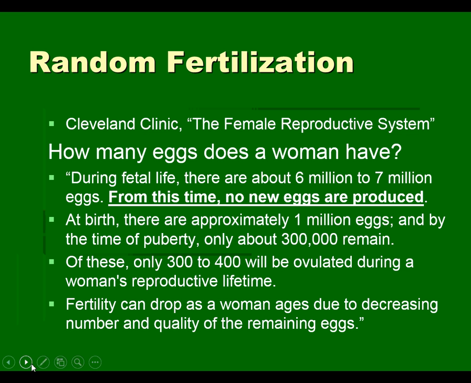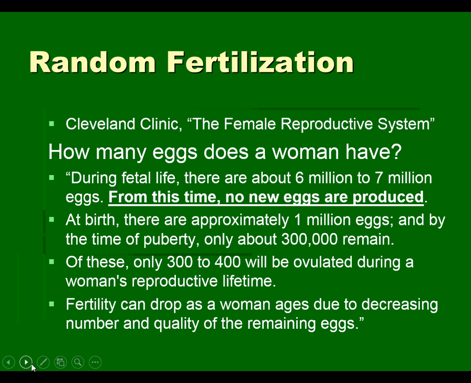So here's a couple of things. Now, I've given this information to you in your notes. This is from the Cleveland Clinic. It's the female reproductive system itself, and how many eggs does a woman have? Okay. So remember our probability when we create gametes. There's a 1 in 8,388,608 chance that a certain gamete will be produced in a certain way.